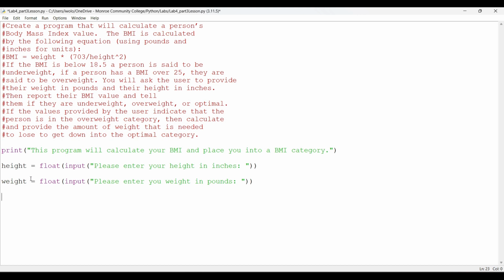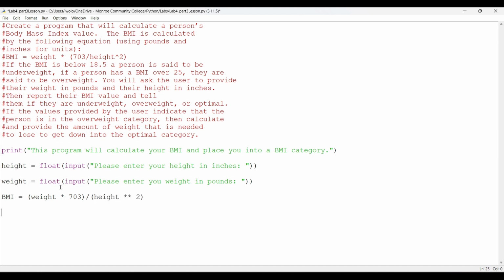Alright, now that we got all that information, the weight and the height, we can go ahead and calculate the BMI. So we're going to do that using this formula that they give us up here. So I'm going to go ahead and say BMI equals weight times 703. Then we're going to divide that by the height squared.